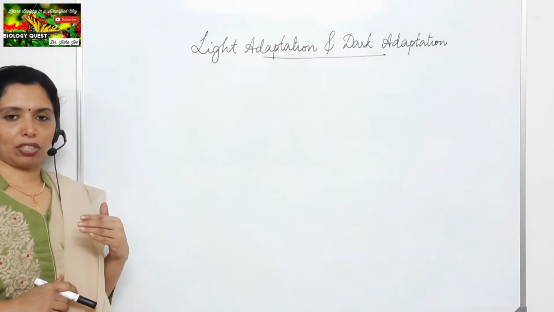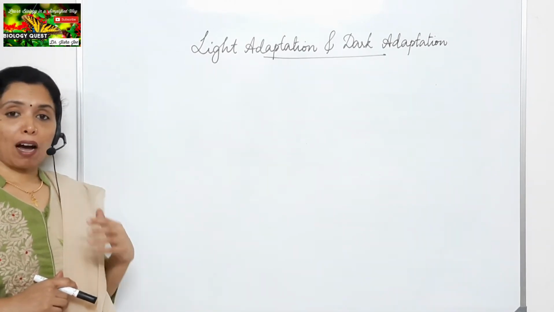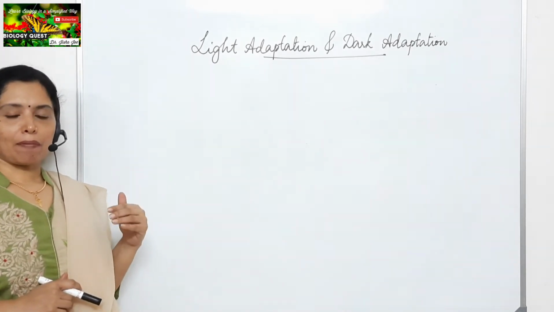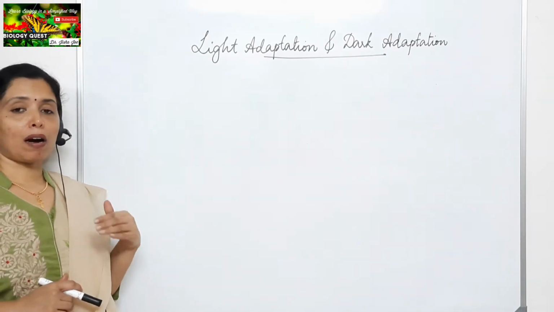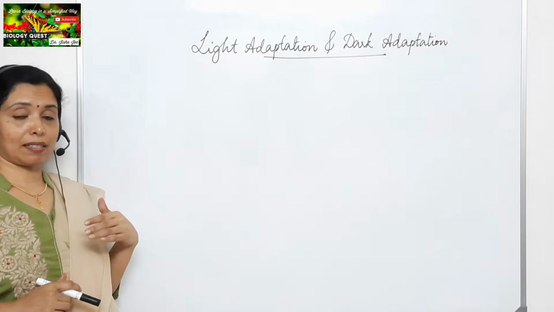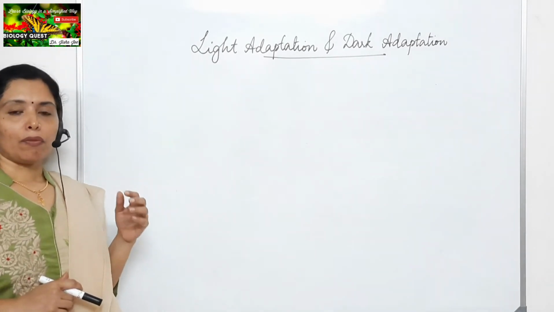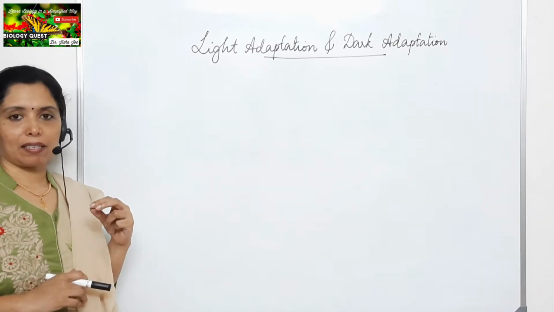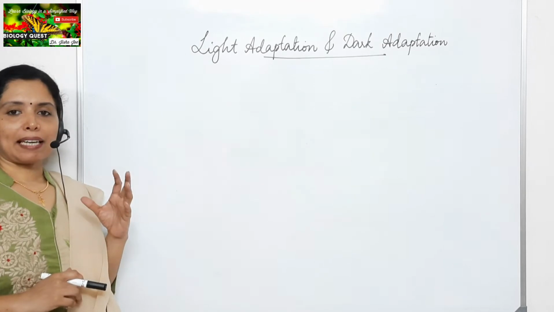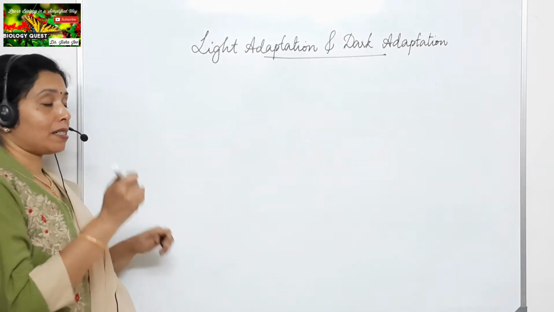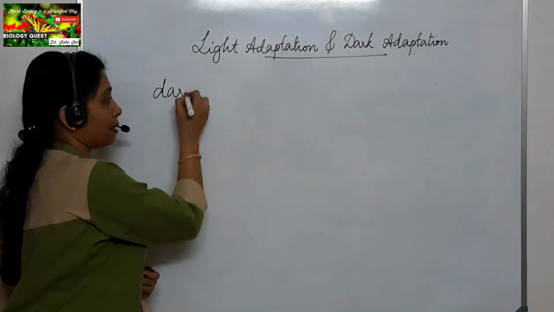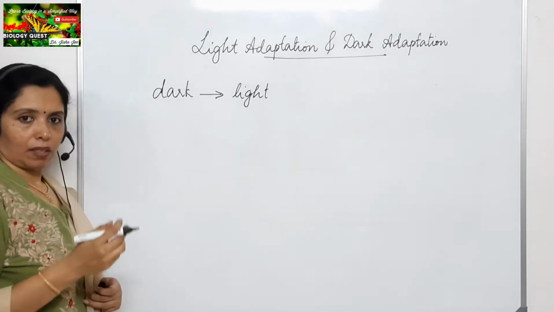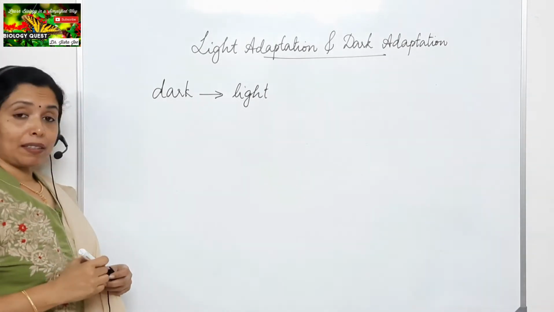What is light adaptation? When we move from a dark room to a brightly lighted area, for example, after a cinema, when we come out of the cinema theater to the outside, we feel a dazzling effect in our eyes, isn't it? So what is actually happening here? So light adaptation, when does it occur? When we move from a dark room to a brightly lighted area.